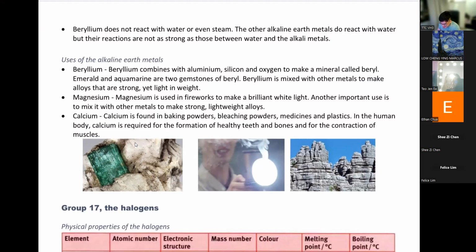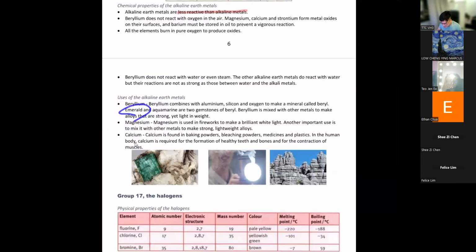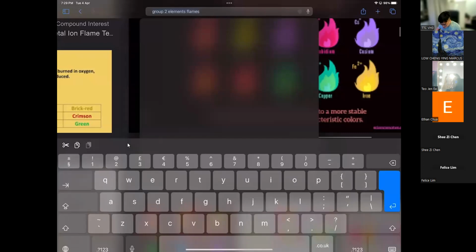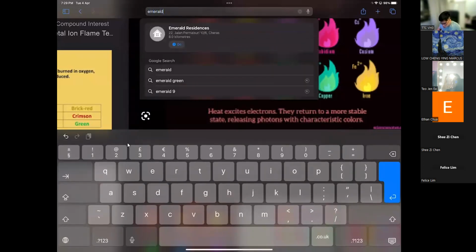Okay, cool. Right, anyway, so emerald and aquamarine are also two gemstones of beryl. Beryl actually has a few types. You have the expensive beryl and the cheap beryl. You know what emerald is, right? This is what we call in Mandarin 祖母绿.